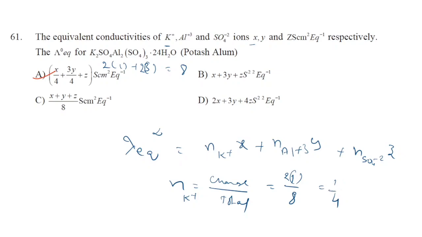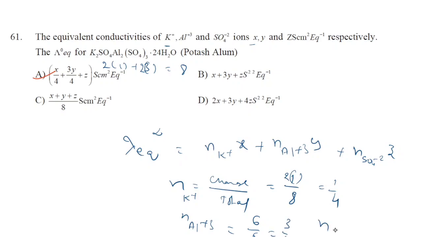So if we substitute the number of K plus ions over there, you will get 1 by 4 into X. Similarly, if we consider the Y and the number of equivalents of Al plus 3, total charge 3. How many Al plus 3 ions are there? 2 Al plus 3. So 6 by 8, nothing but 3 by 4.